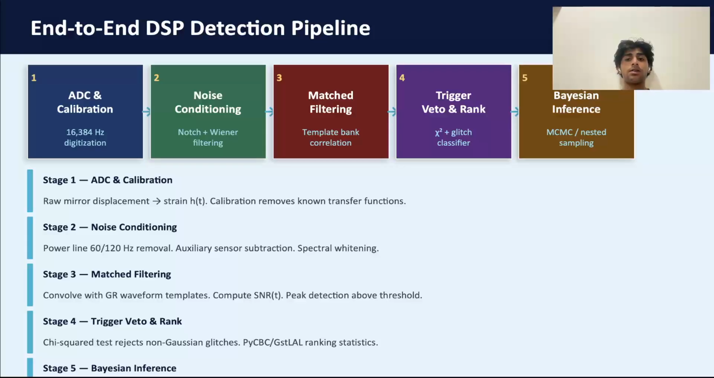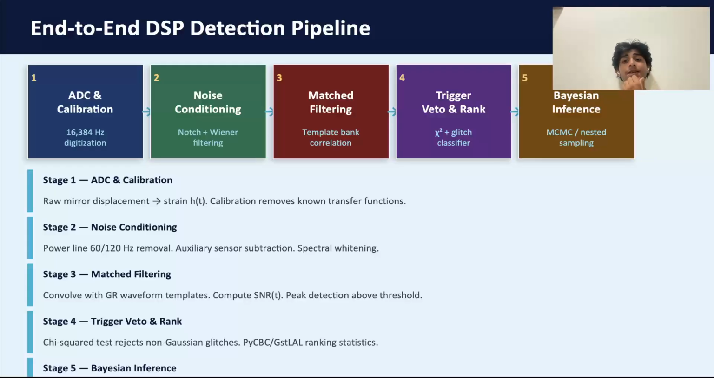Stage 4 is the trigger veto and ranking. The chi-square test checks whether a candidate's energy distributes across the templates the way a real gravitational wave would, coherently. Noise glitches dump energy inconsistently and fail. Survivors of this test get ranked by statistical significance.